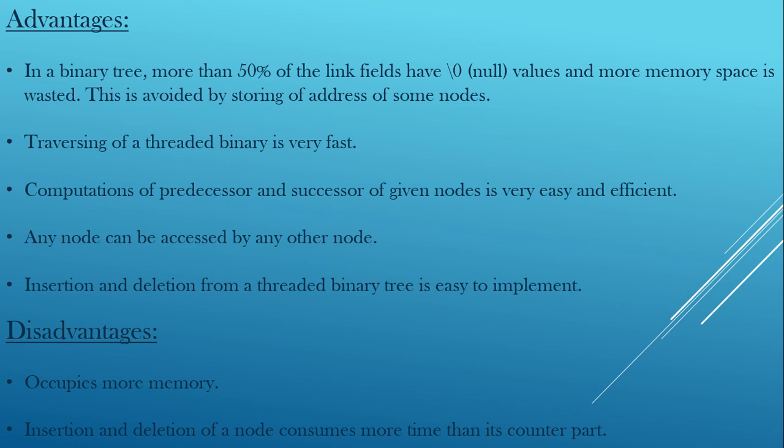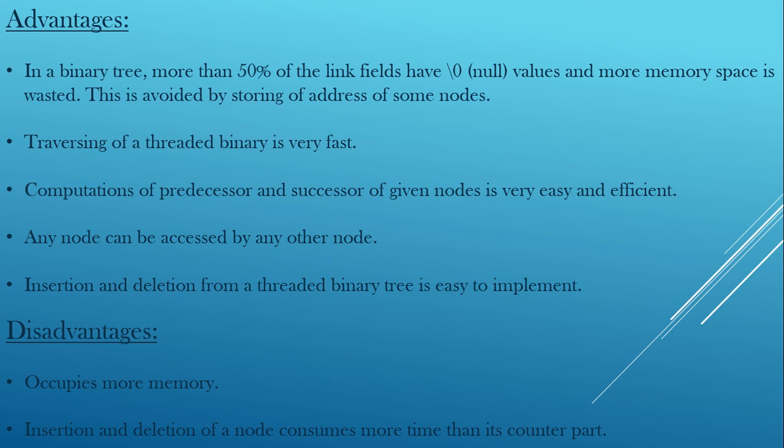Fourth, any node can be accessed from any other node. That means using threads upward movement is possible and using links downward movement is possible. Thus, in a threaded binary tree, we can move in either direction. This is not possible in an unthreaded binary tree. Fifth, even though insertion into and deletion from a threaded binary tree are time-consuming operations, they are very easy to implement.